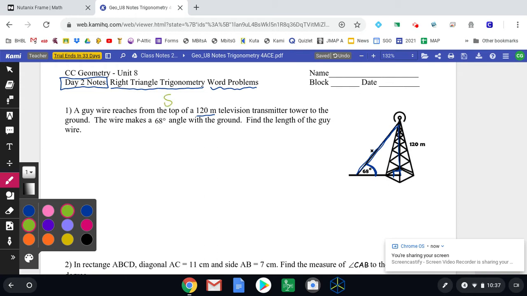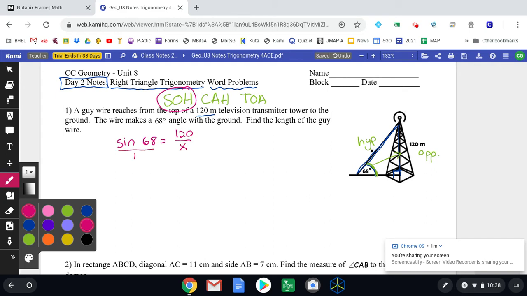Remember last time we talked about SOHCAHTOA. Sine is opposite over hypotenuse, cosine is adjacent over hypotenuse, and tangent is opposite over adjacent. If I look at my 68 degrees here, this side over here is my opposite side of the triangle, and this right here is my hypotenuse. So opposite and hypotenuse tells me I'm using the sine function. So I have sine of 68 degrees equals my opposite side over my hypotenuse.